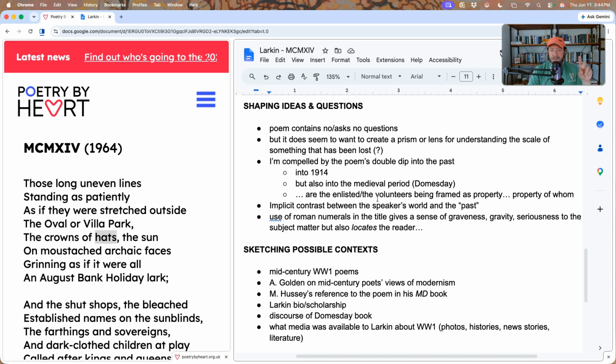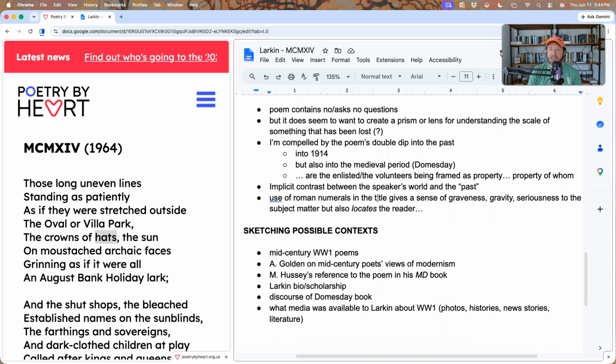Moving on then to the ideas and questions I've developed about this poem. It's worth noting that the poem itself asks no questions, but it does seem to want to create a kind of lens through which to understand the scale of something that's been lost.